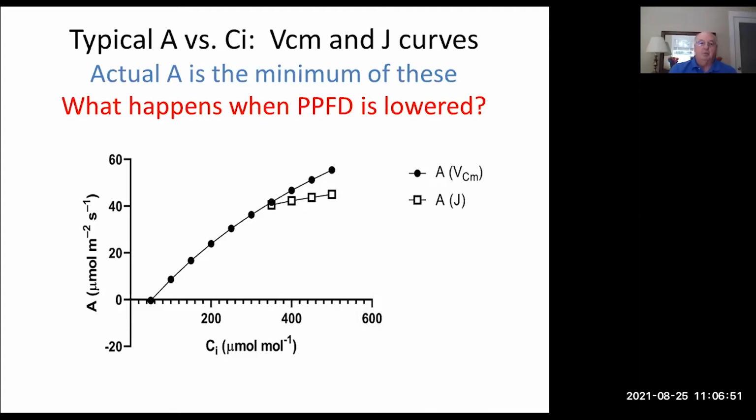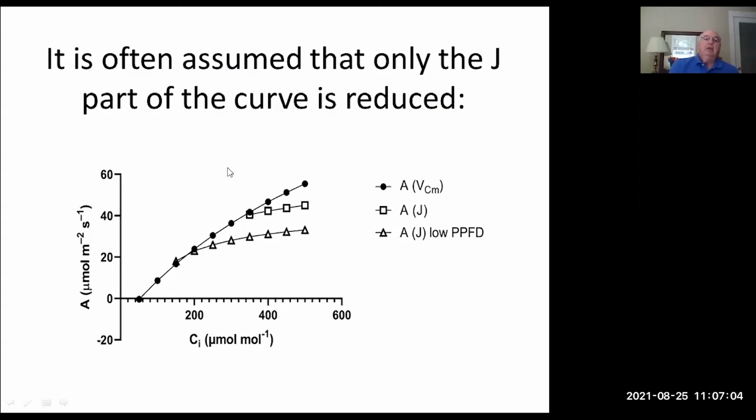The question is, what happens now when you lower PPFD? What happens to that curve or those curves? And traditionally, and almost all the current literature is assuming, without ever really testing it, it's just assumed that only the J part of the curve, the electron transport part of the curve, is reduced when light intensity is reduced. So that's shown here as the open triangles now.